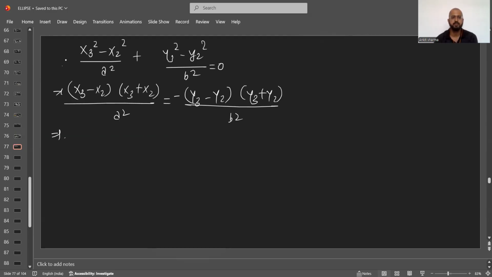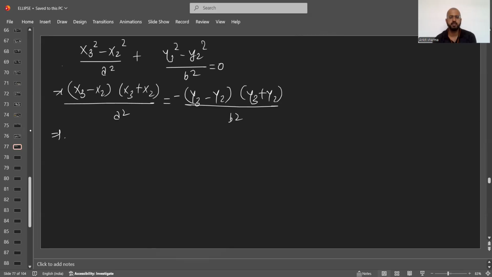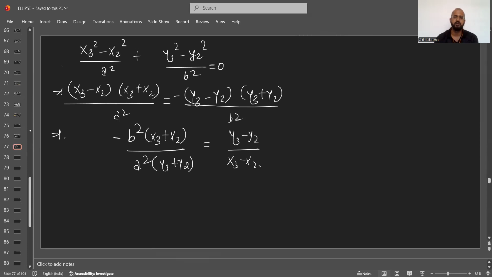Now, after this, our goal is to find the slope here. So slope will be (y3 minus y2) over (x3 minus x2). Our goal is to get this. So let's get (y3 minus y2) over (x3 minus x2). I'll transfer this one to the denominator and the remaining things to this side. So I'll have minus b square into (x3 plus x2) over a square into (y3 plus y2), equal to (y3 minus y2) over (x3 minus x2). So this turns out to be the slope of AB.